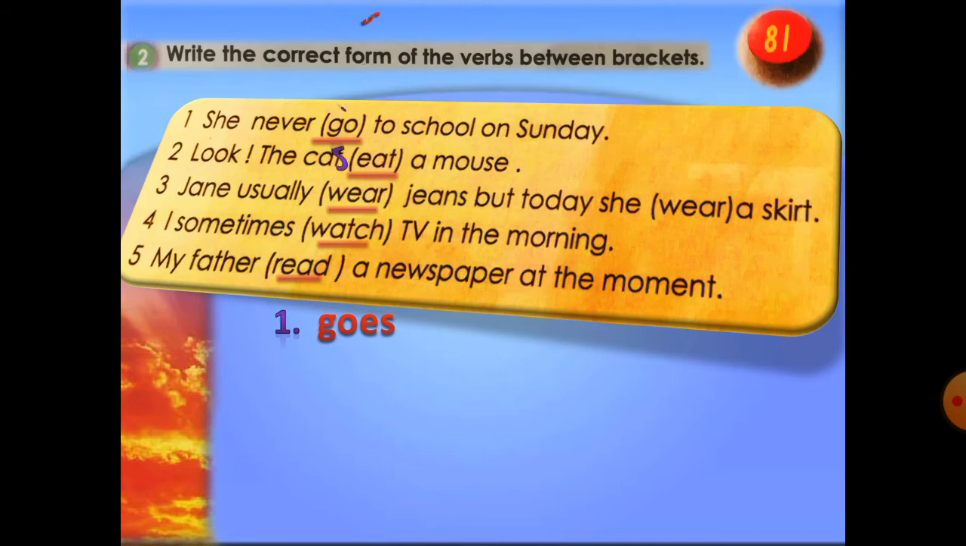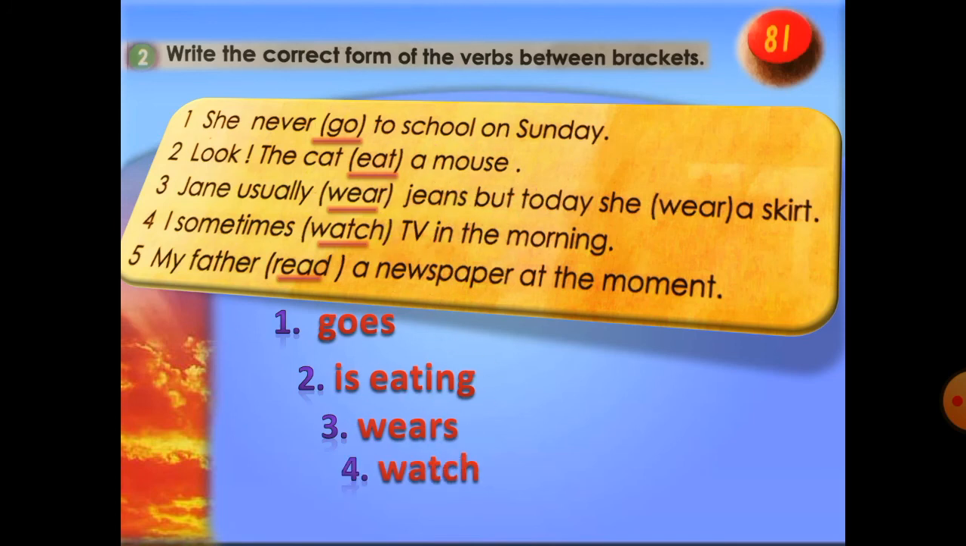Number 2, look, the cat is eating a mouse. It's an action that is taking place now. So we have the verb look. Okay, number 3, Jane usually, again, it's a frequency adverb, wears jeans, but today she is wearing a skirt. Okay, number 4, I sometimes watch TV in the morning. Number 5, my father is reading a newspaper at the moment.